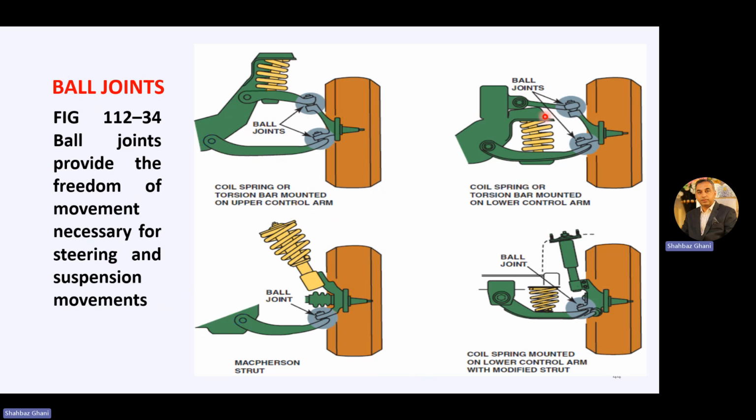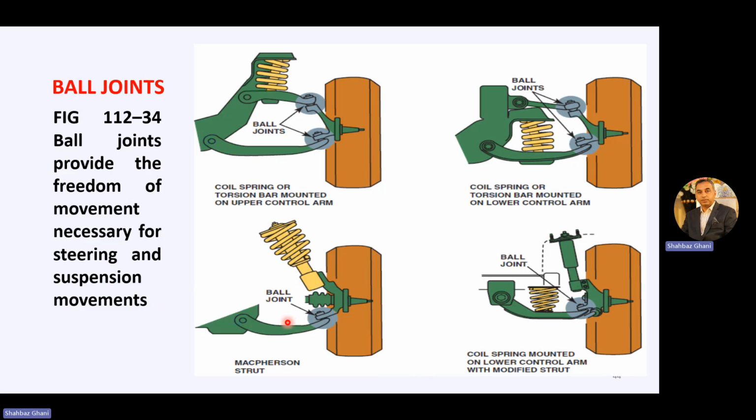Now in this figure, we have this upper control arm, this one, lower control arm, upper ball joint, lower ball joint, steering knuckles, flange and the wheel, and the coil spring is attached to the lower control arm. So the coil spring or the torsion bar mounted on a lower control arm.